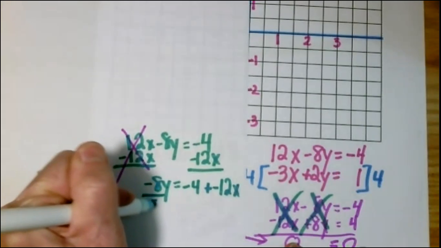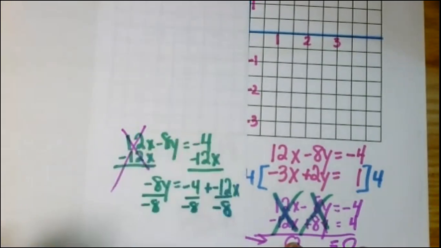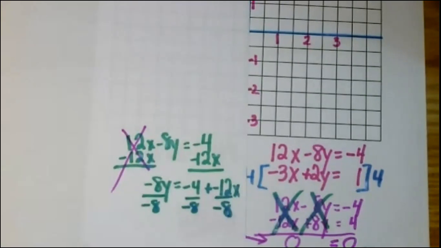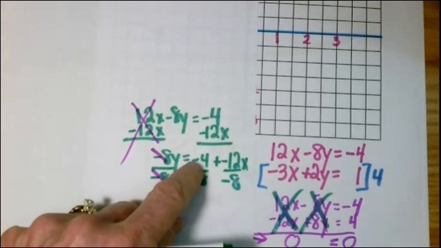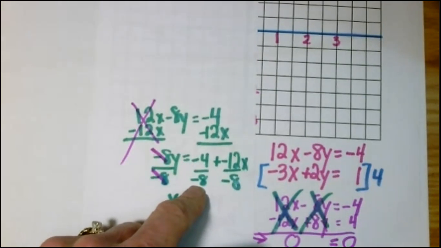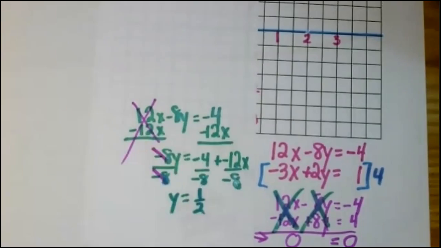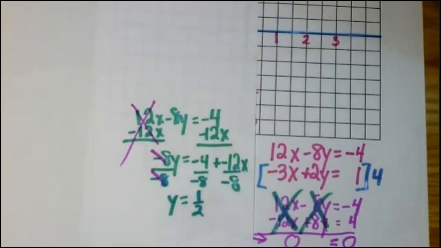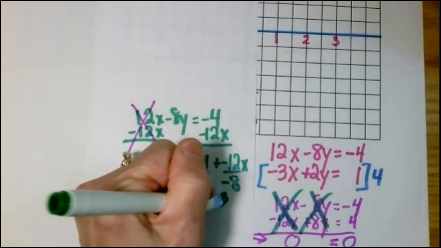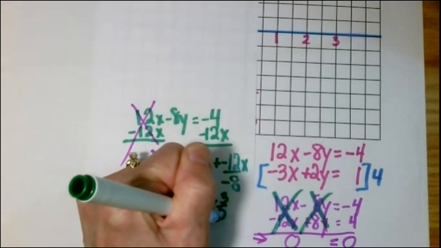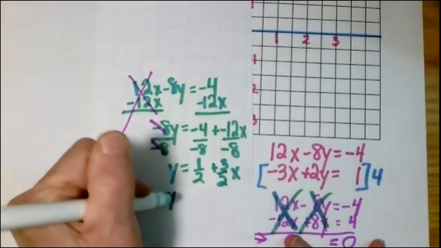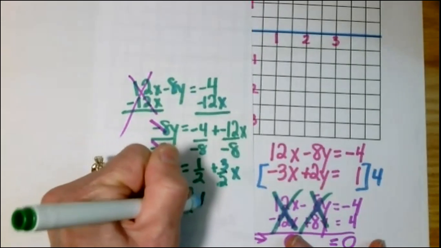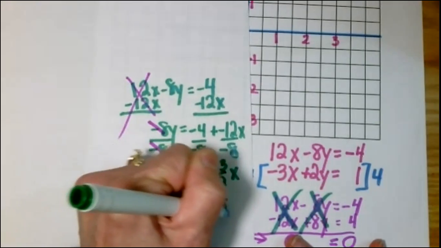Now I'm going to divide everything on the other side by negative 8. If I do that, my 2 negative 8's cross off, and I'm left with my y, which is what I want. Slope-intercept form is y equals mx plus b. Negative 4 divided by negative 8 is 1/2, right? Negative 12 divided by negative 8 gives me a positive 3 halves x, if I reduce that. Now I'm going to switch that around so I have it in y equals mx plus b format. 3 over 2 is the slope, plus 1/2 is my y-intercept.